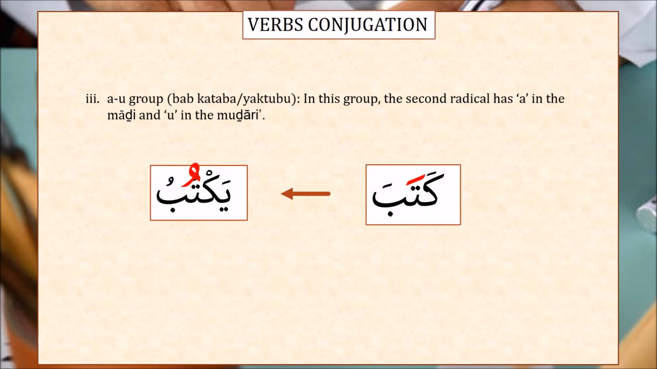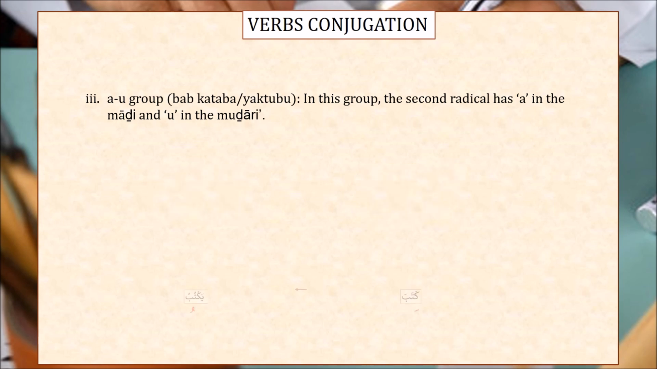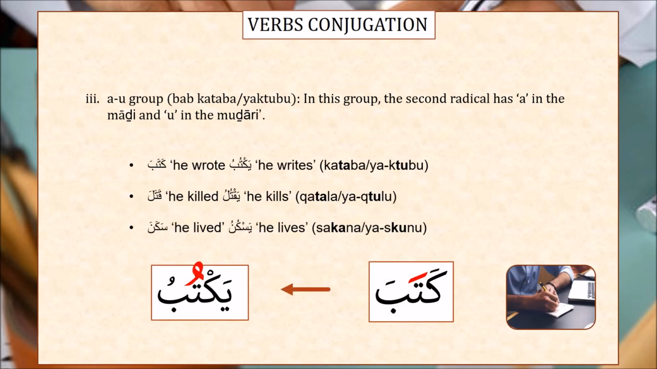Next comes the AU group. By this, a previous fatha on the ainul fi'l becomes dhamma when the mudari' is formed. It may be called babu kataba yaktubu. Examples include kataba yaktubu, qatala yaqtulu, and sakana yaskunu.